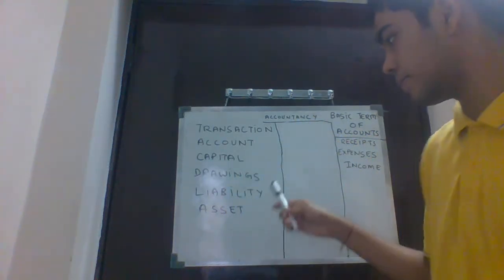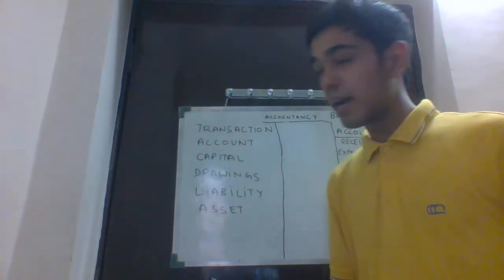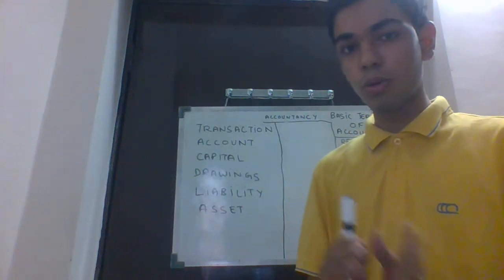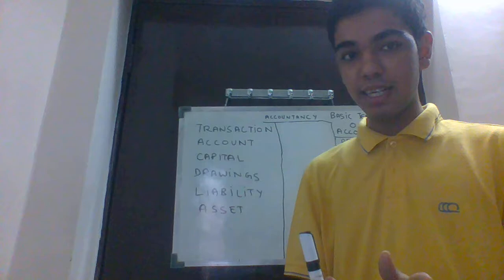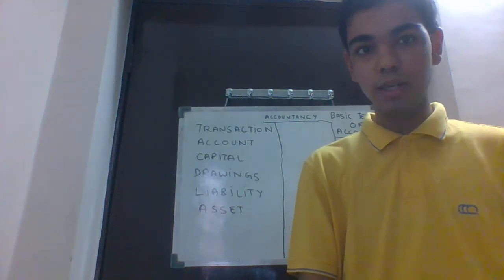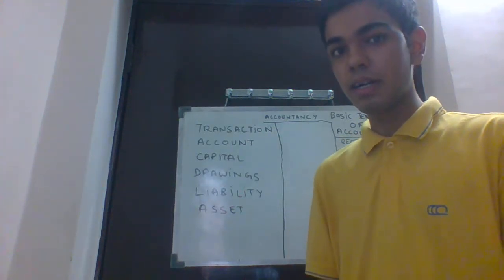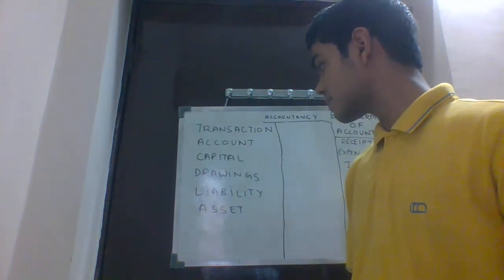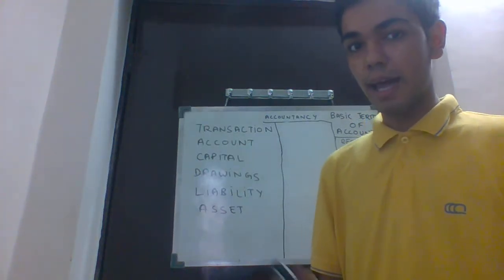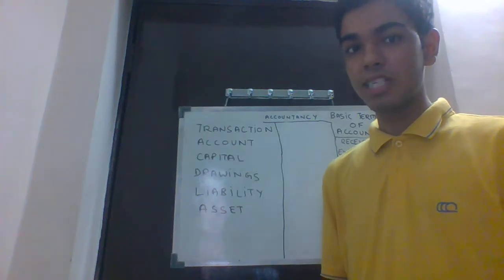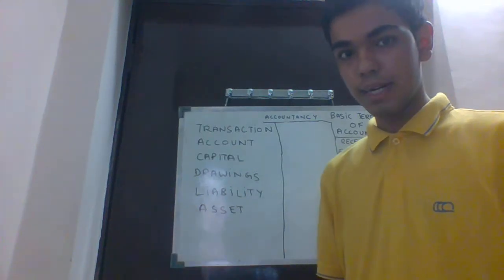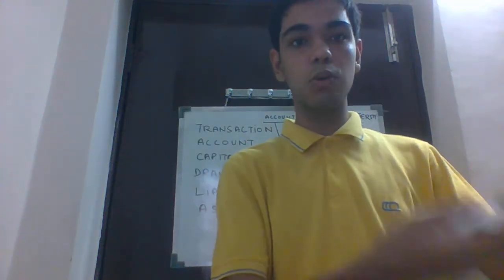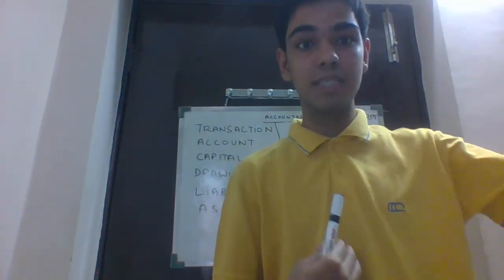Now, what is a liability? As I told you earlier in the transaction definition, assets is equal to liabilities plus capital. Asset is the debit side of the accounting equation and liabilities plus capital is the credit side of the accounting equation. So clearly liabilities is the credit side of the accounting equation and it refers to the obligations of the business towards others. That is, for example, if we have borrowed money from someone, then we have to pay that money back.